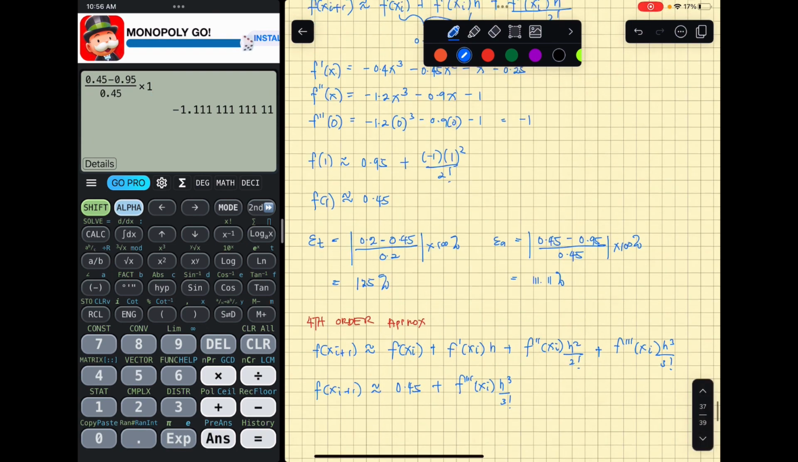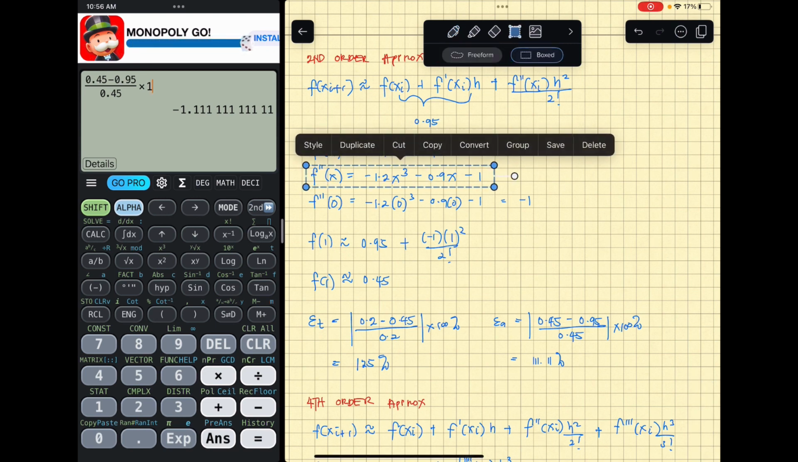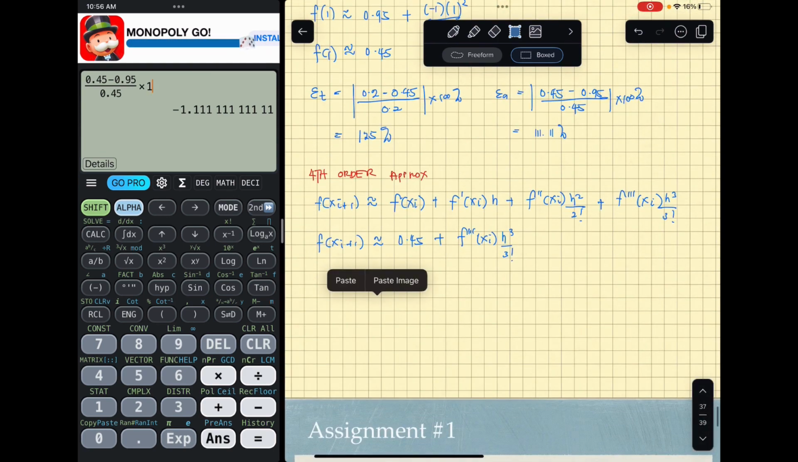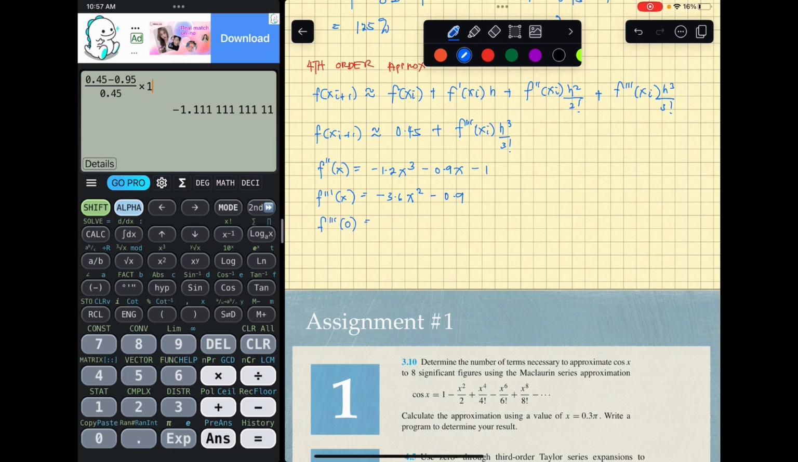And then our f double prime of x is this. So I'm going to paste that. Then we get the triple prime. So negative 1.2 times 3 is negative 3.6 x squared, then minus 0.9. So that's our f triple prime of 0. So this is negative 0.9. So our f of 1 then is approximately equal to 0.45 minus 0.9 times 1 cubed over 3 factorial.